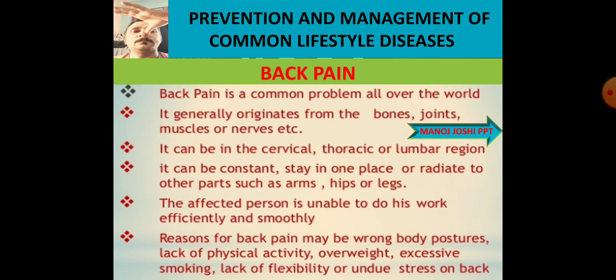It can be constant, stay in one place, or radiate to other parts such as arms, hips, or legs. Mostly the pains associated with the spine radiate to the different parts of the body. They may affect the functions of arms, legs, and other parts of the body also. So back pain may be mild to severe. The affected person is unable to do work efficiently and smoothly. Reasons of back pain may be wrong body postures, lack of physical activity, overweight, excessive smoking, lack of flexibility, or undue stress on the back.